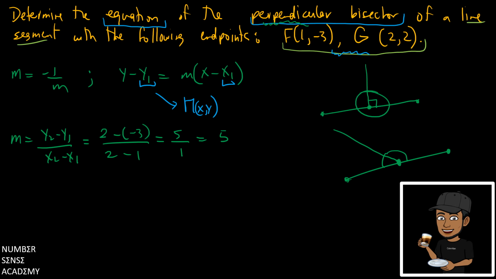The negative reciprocal of that is going to be negative 1 over 5. Okay, so remember, this is the slope of the perpendicular bisector, negative 1 over m. So I need negative 1 over m. m is 5, negative 1 over m is negative 1 over 5.